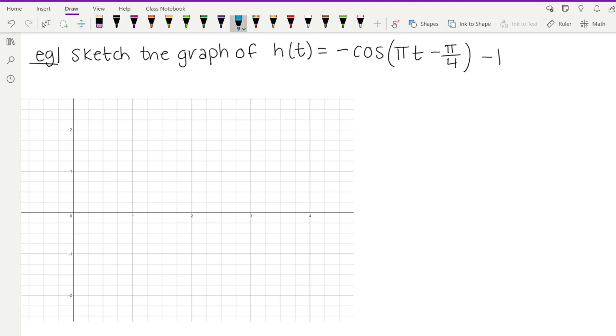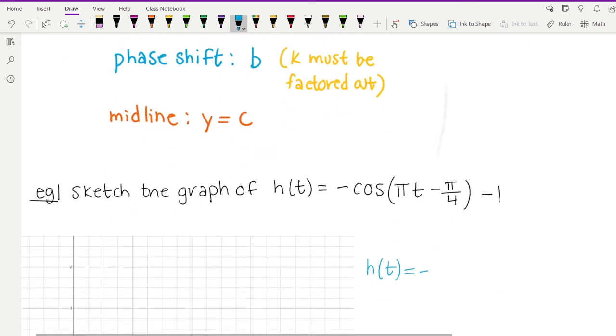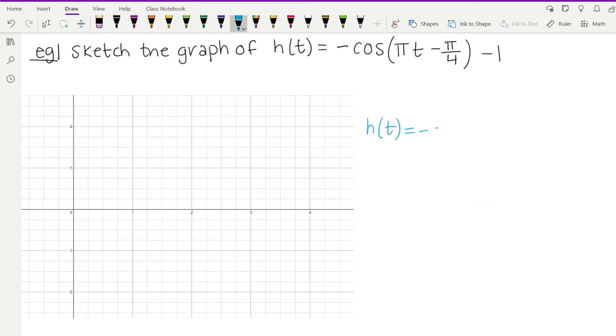So in order to do all that, we need to rewrite our function and we need to factor out this number pi, right? In order to make use of these rules up here, that coefficient k has to be factored out. And so we can rewrite this as negative cosine of pi times, and so we're going to have t minus something, right? We need to figure out what goes there.